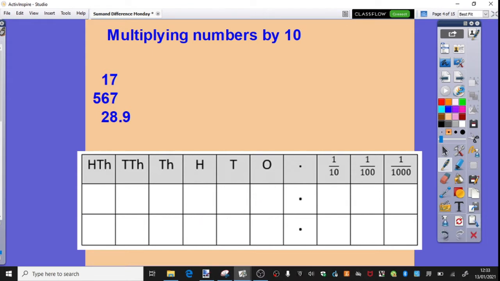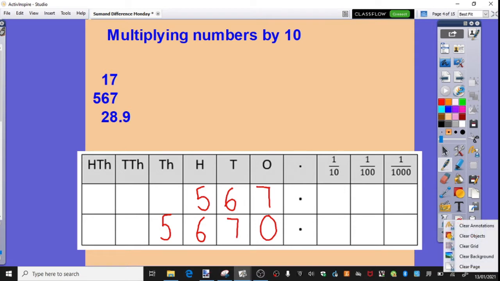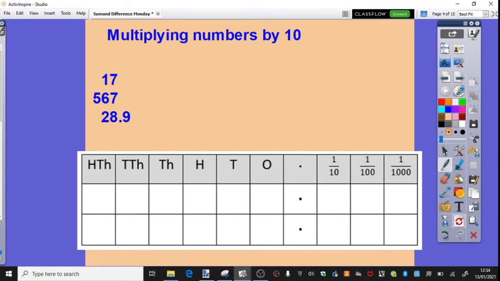Now what we're going to do is look at the number 567 and multiply that by 10. So each digit moves one place to the left and we must make sure we have our place value holder there. So you can see that it's 5,670.